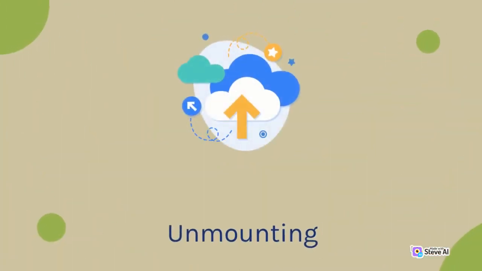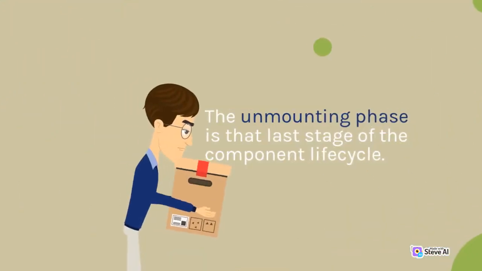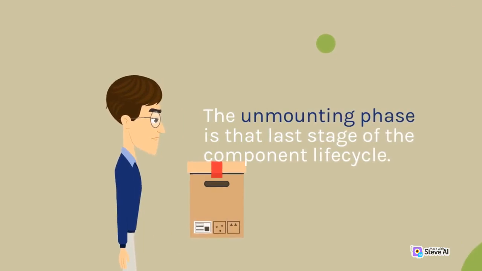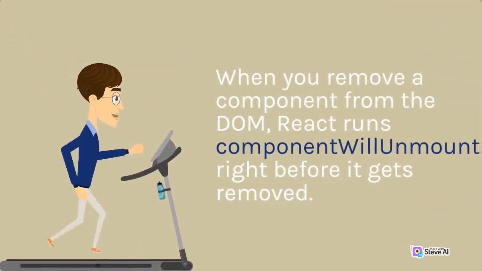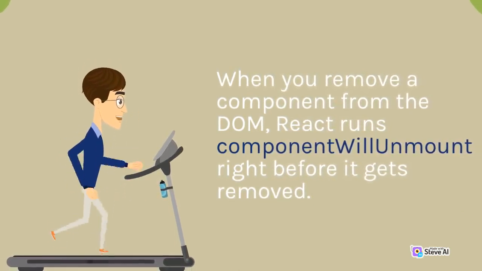Unmounting. The unmounting phase is the last stage of the component lifecycle. When you remove a component from the DOM, React runs componentWillUnmount right before it gets removed.